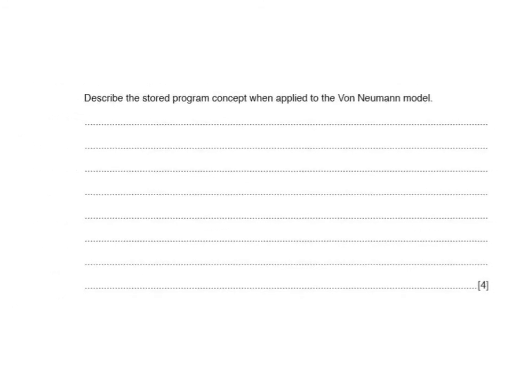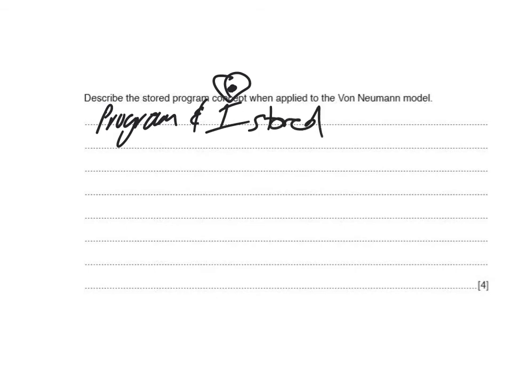Let's see, describe the program concept when applied to the von Neumann model. This is a good one to cover actually, it's quite tricky. Program and the instructions. I'm just going to write a big I with a smiley face and a love heart for that, so you know it's instructions. Stored on secondary storage. Now that brings up secondary storage.